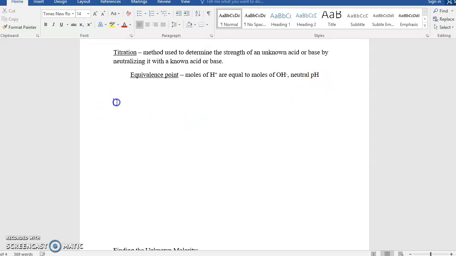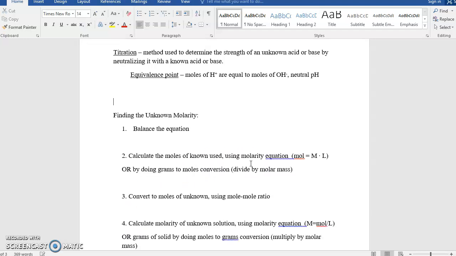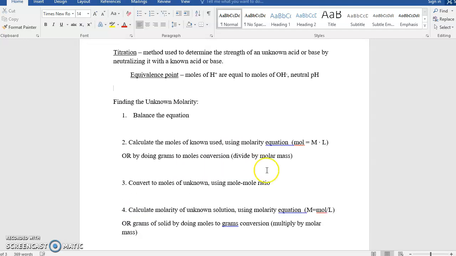Usually there's a nice long lab about this, and it's a lot of fun, and we're not getting to do it this year, and I'm kind of bummed out. But, sorry guys, no titration labs this year. But we're going to talk about the math involved anyway. There's a lot of steps, but we've done all these steps before.